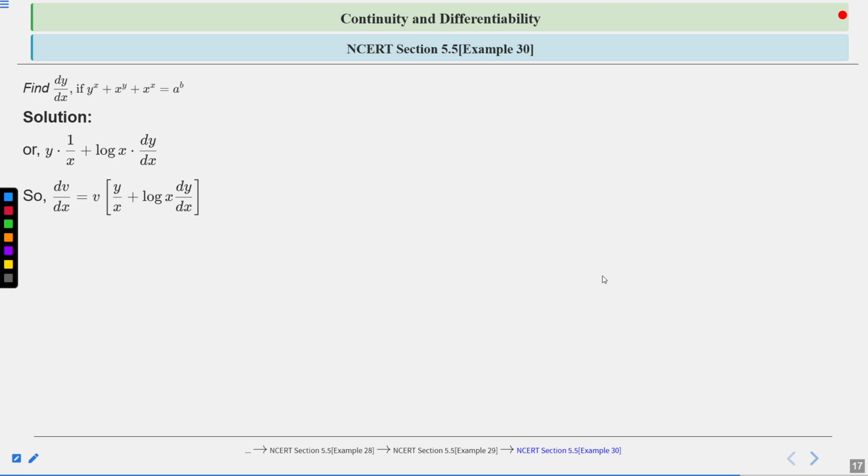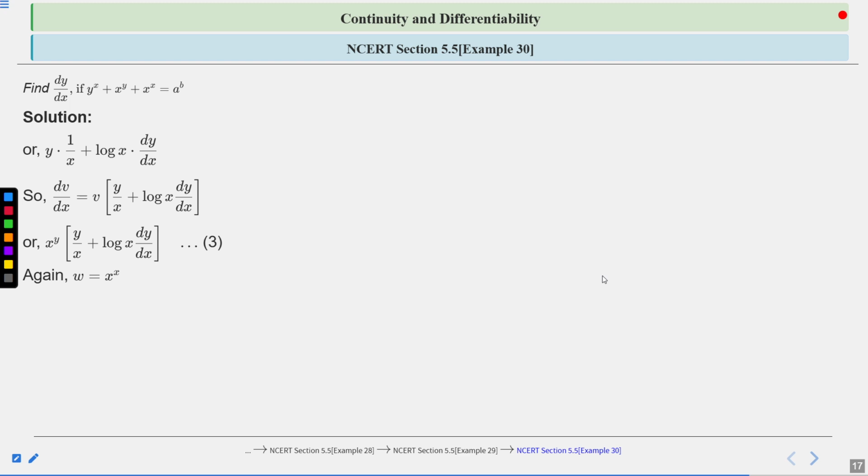So dv by dx is equal to v times y by x plus log x dy by dx, right? Or it will be equal to x to the power y by x plus log x dy by dx. Let us assume this as equation 3.